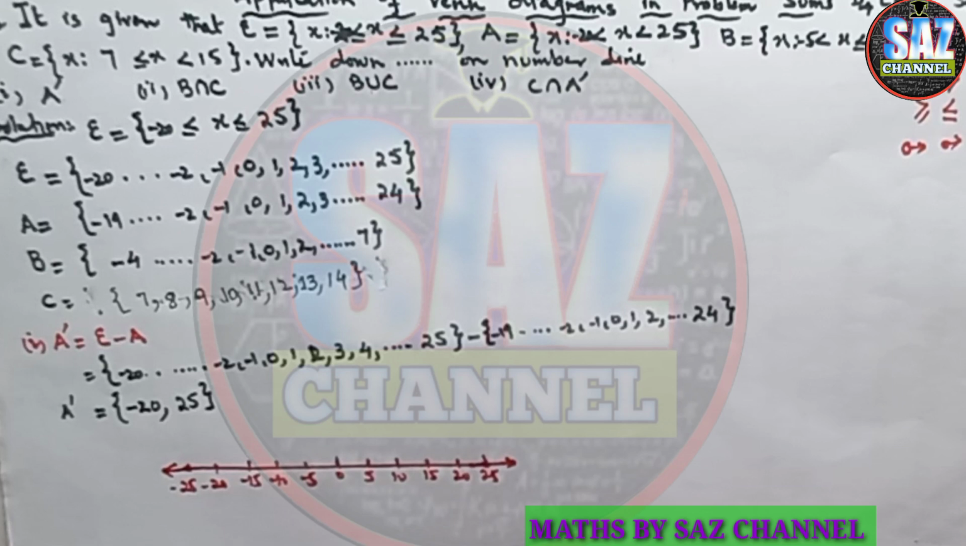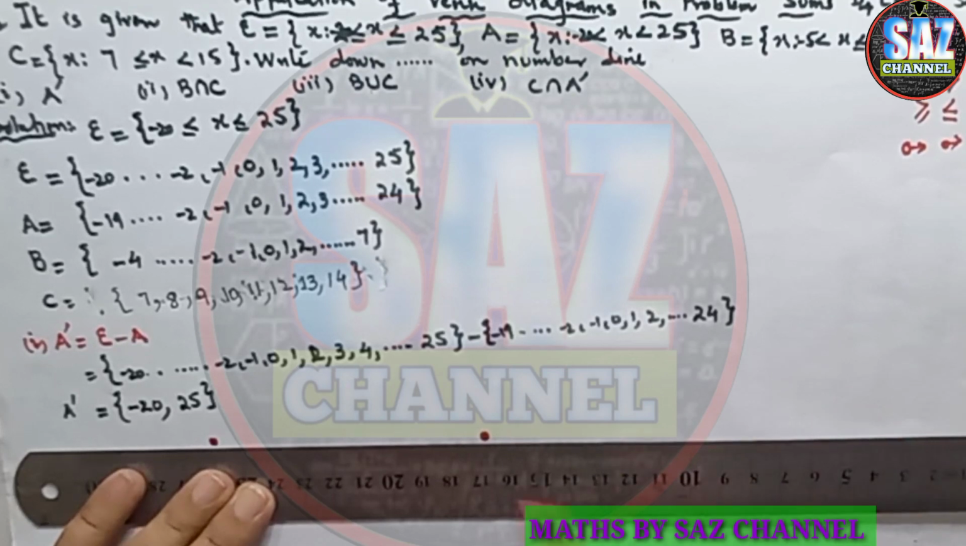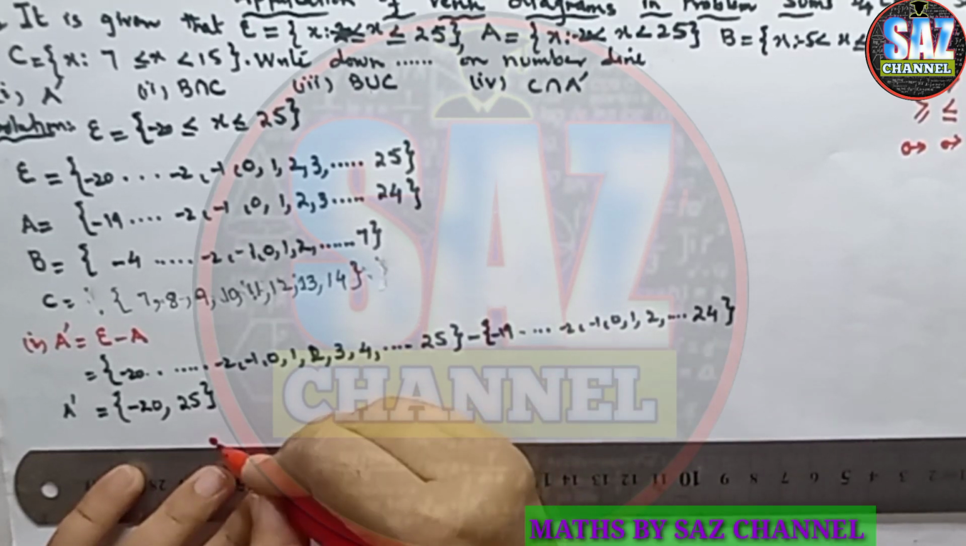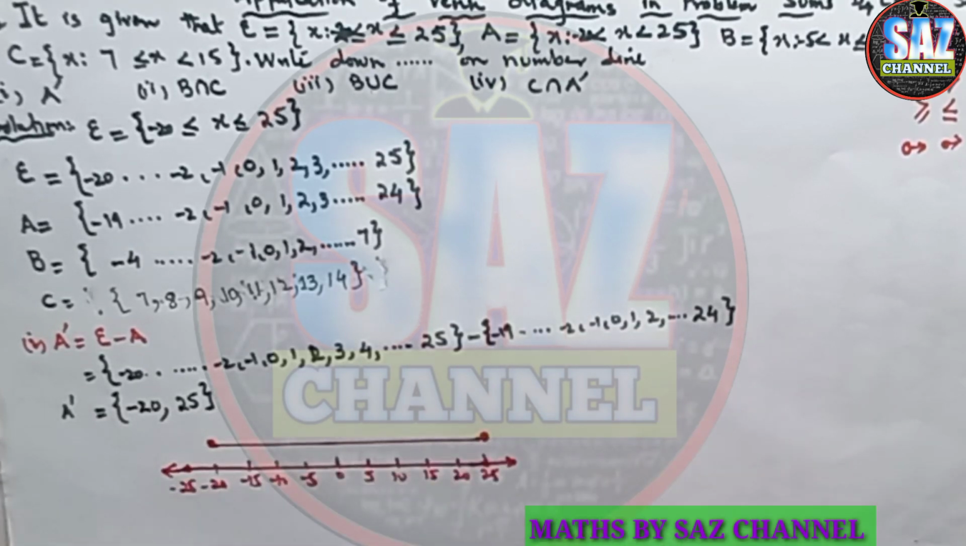Now I have to mark universal on this set, and universal contains the elements from -20 to 25. As we have the greater than or equal to and less than or equal to condition, for the universal I will be drawing the line like this, and the end points will be the filled ones. This is the number line for the universal.